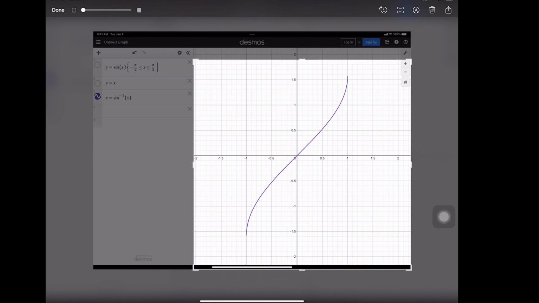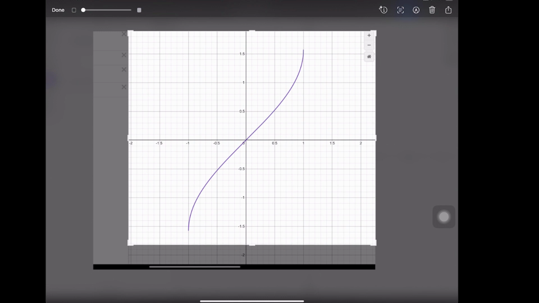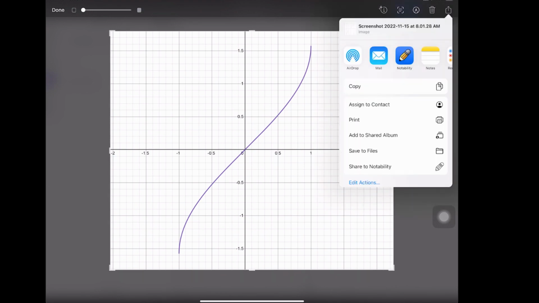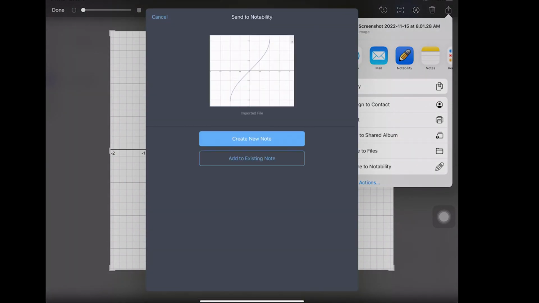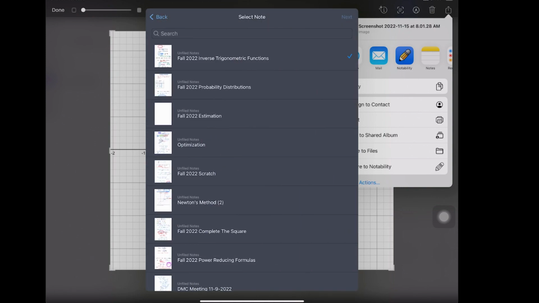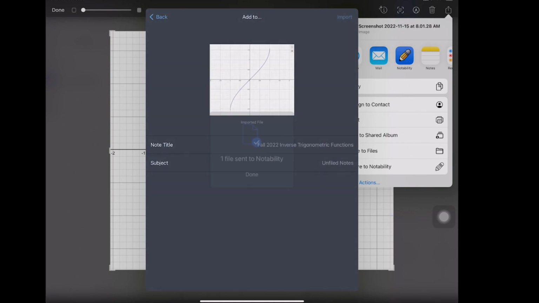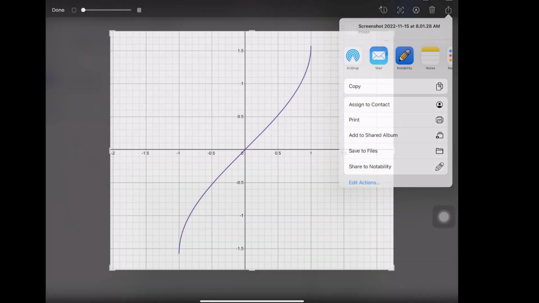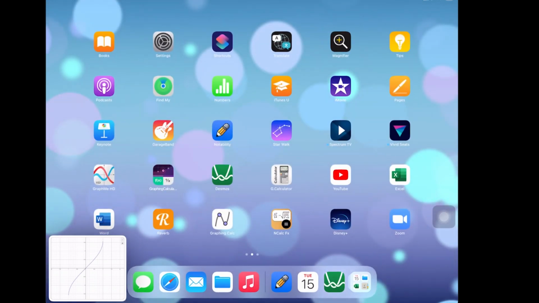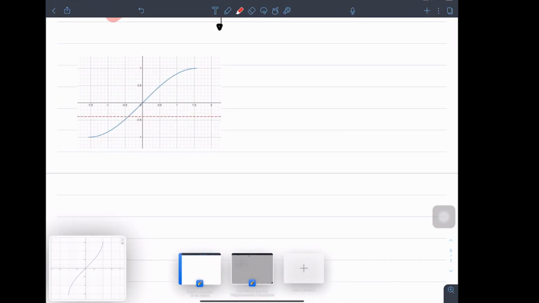Do they all have a domain and range? Yeah, they all have slightly different ones. So they don't have the same domain and range, if I'm understanding correctly. Yeah, for the inverse functions, yes.